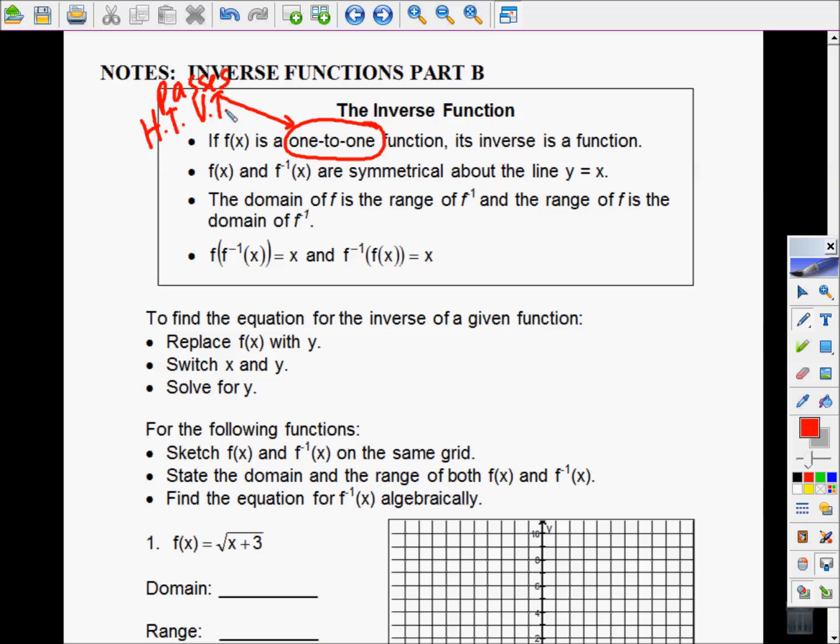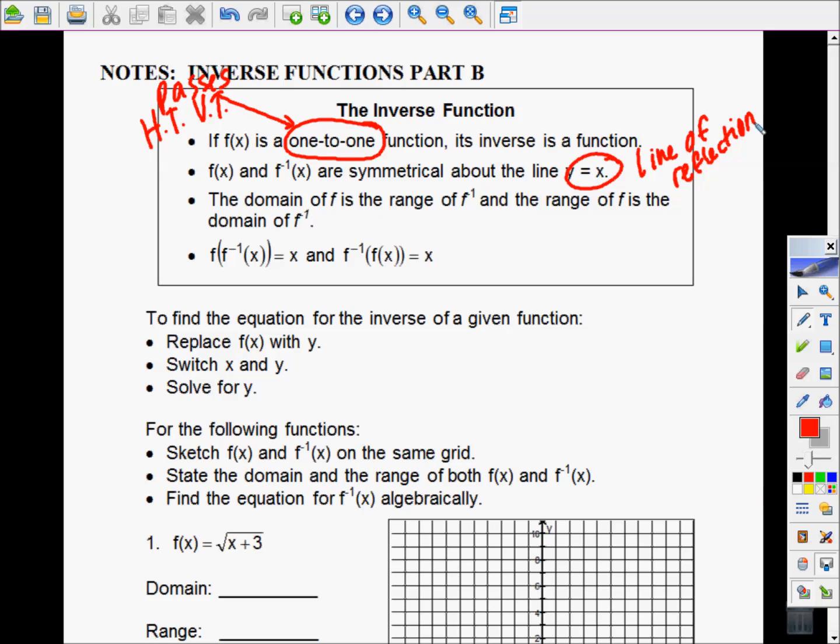Alright, next is the symmetrical. When it says symmetrical, that means that this is my line of reflection. So I have a line of reflection. So when I look at this point, it's being reflected. Alright, the domain of F is the range of the inverse, and the range of F is the domain of the inverse. Remember we talked about how the domain and range end up switching?